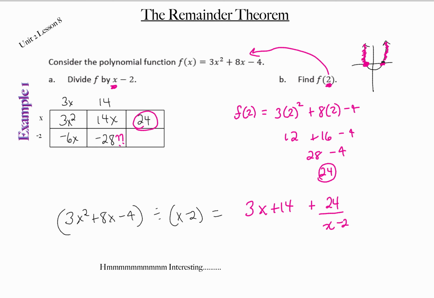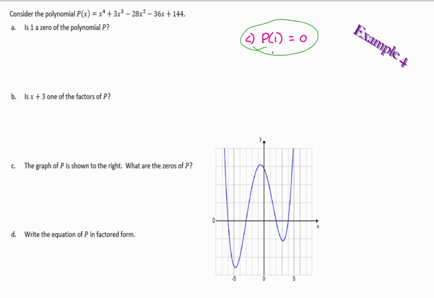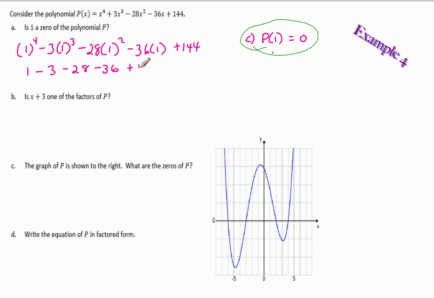The remainder theorem. If the remainder is 0, it must be a root. So that's what I'm going to do. I'm simply going to put 1 in there. 1 to the 4th plus 3 times 1 to the 3rd minus 28 times 1 squared minus 36 times 1 plus 144. 1 to the 4th is 1, 1 to the 3rd is 3, minus 28, minus 36, plus 144.